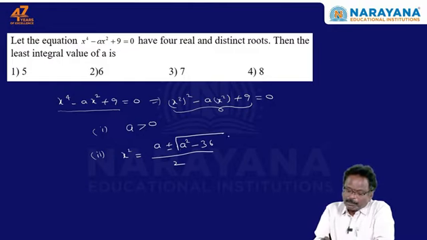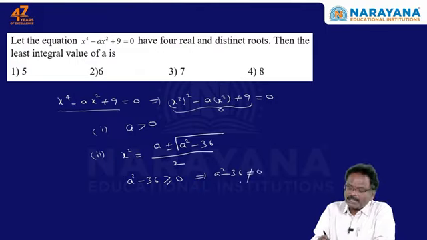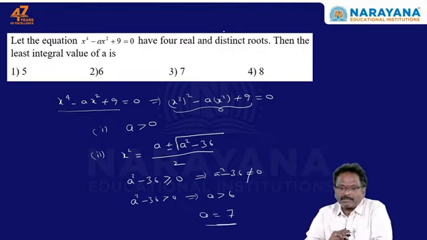This equation has real roots only when a square minus 36 is greater than or equal to 0. But don't take a square minus 36 equal to 0, since if a square equals 36, in that case x square will be a by 2, so we get 2 real roots only, not 4. That's why, to get 4 real roots, a square minus 36 must be greater than 0. a should be greater than 6, which means the least value of a will be 7. So for this the correct answer is 7.